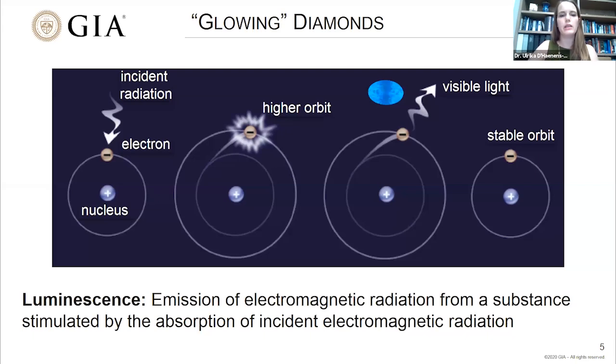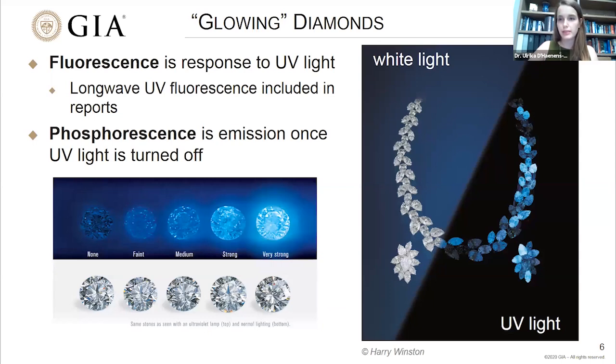Luminescence can then be grouped into two different categories. We have fluorescence, which is the term that I believe most of you would be familiar with. And this is the response to illumination with UV light, ultraviolet light. Now, the UV fluorescence that is included in all diamond grading reports is a long-wave UV fluorescence. So we'll be going through different types of UV fluorescence in the next few slides.